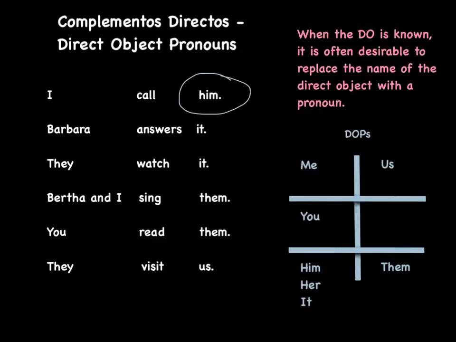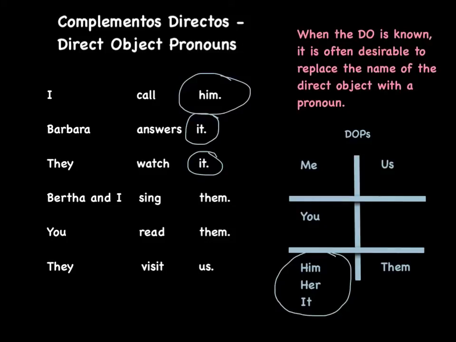So if we look at a few of our same sentences, some of our similar examples, I call, instead of Juan, it's going to be I call him. You can see that we have our direct object pronouns over on the right side there, and because it is a guy in the third person singular, that would be him. Barbara answers the telephone, she answers it. Again, we're going to replace the telephone with it. What does she answer? It. They watch it, the television, that would be our direct object.